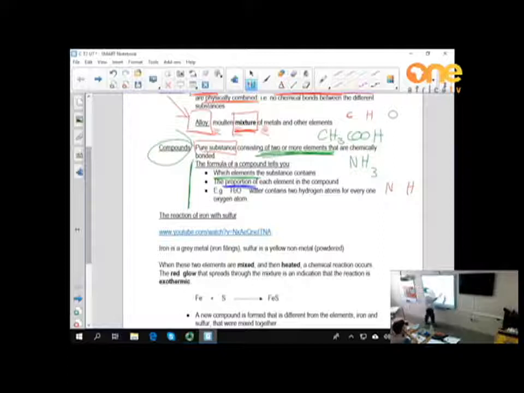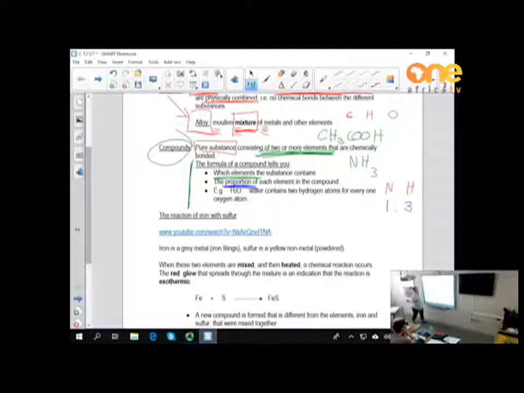For example, in ammonia, the proportion of nitrogen to hydrogen is 1 to 3, always. If I have a different proportion, if I had, for example, NH4, then I no longer have ammonia. I've got something else. Then I've got the ammonium ion. So the formula tells me exactly how many atoms of each element are in that compound.